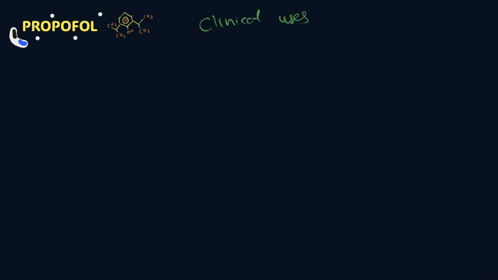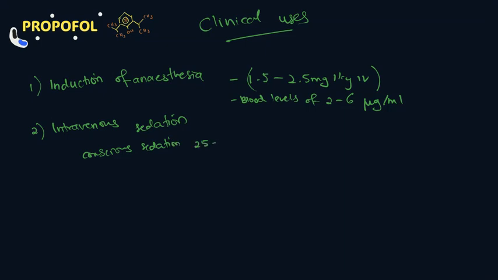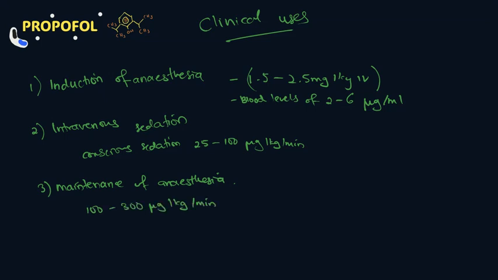Propofol has many clinical uses, hypnotic and non-hypnotic. The primary function is for induction of anesthesia at a dose of 1.5 to 2.5 mg per kilogram IV at blood levels of 2 to 6 microgram per ml. Propofol can also be used for intravenous sedation. Conscious sedation can be achieved by infusing 25 to 100 microgram per kilo per minute. It can be used for maintenance of anesthesia, which can be achieved by infusing 100 to 300 microgram per kilo per minute.